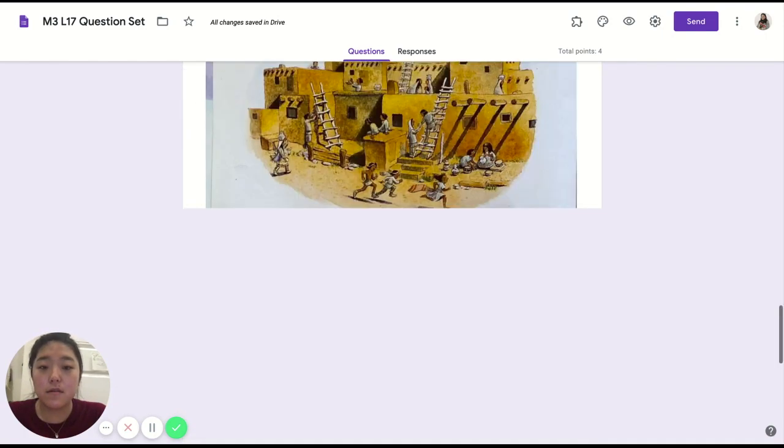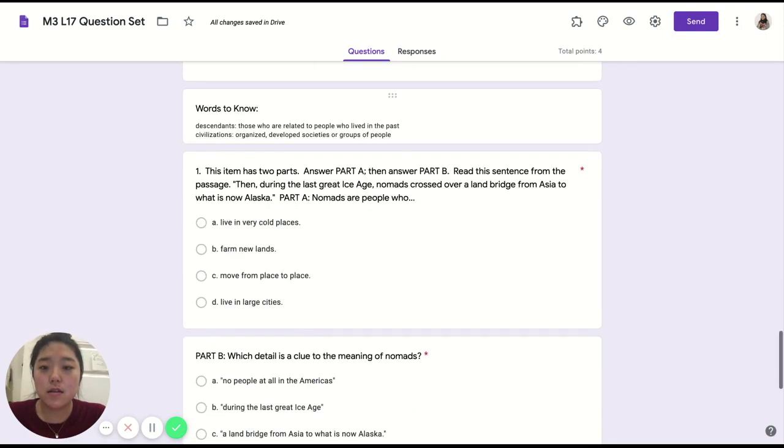Okay? All right, so I'm going to read you the questions and the answer choices, but what I did also want you to note is that there is a vocabulary or text box. Usually in your question sets, you'll know that there's a little box that says or bolded words of important words, just like on the state test. They'll include the text feature of a box to tell you what certain words mean. So here I wanted to note that descendants are those who are related to people who lived in the past, and civilizations means organized, developed societies or groups of people.